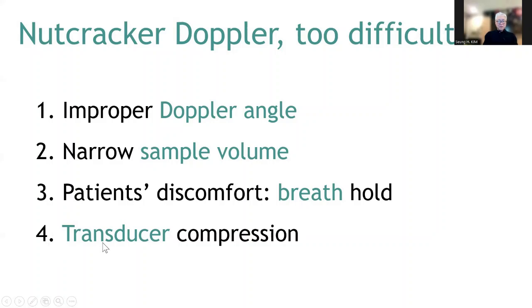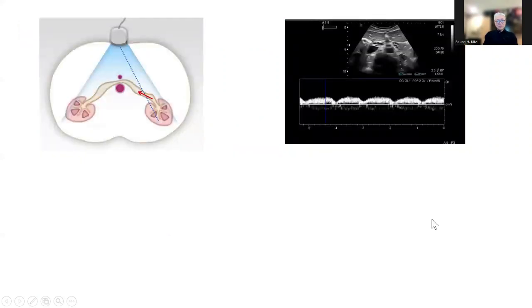And the last issue is compression by the transducer. I will show you examples of those four issues. So this is a schema of how we do Doppler, with the neutral position of the patient and the neutral position of the transducer, and both kidneys are here, with the left renal vein.